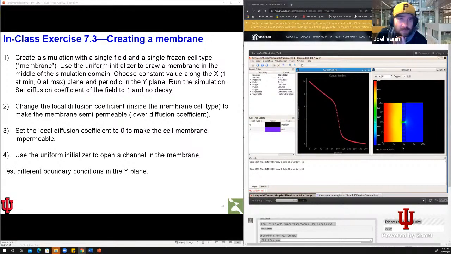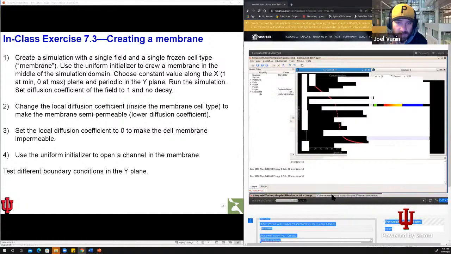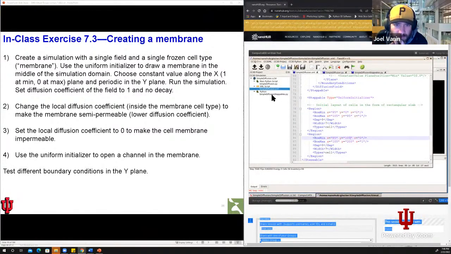Dr. Glazier, can I actually see the code that you're using to do that? Thank you.